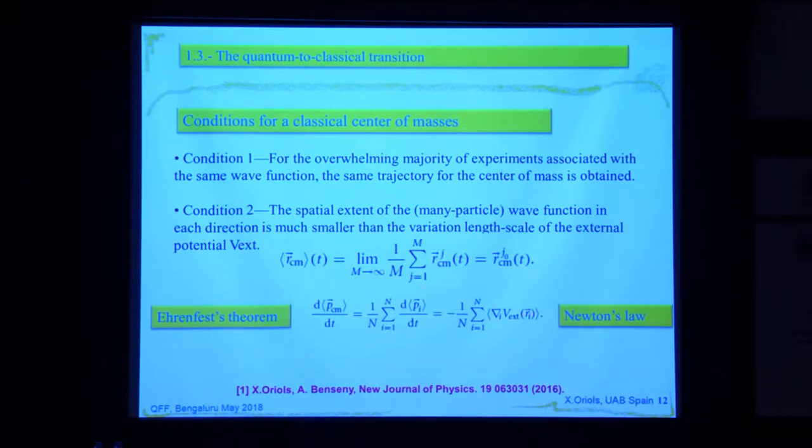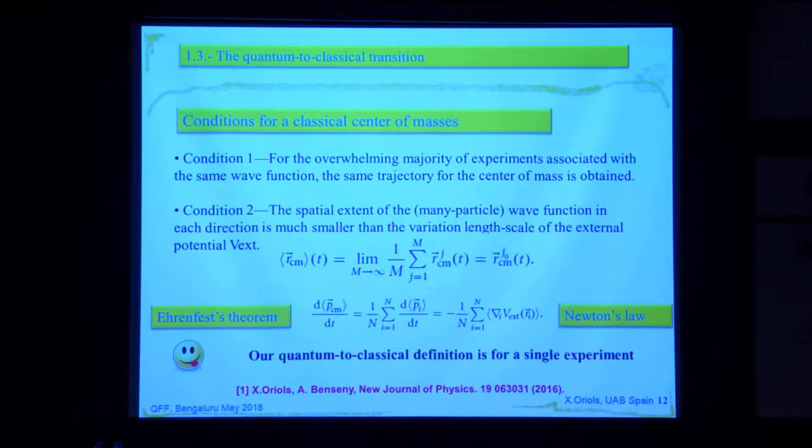This condition too, but it's just technical, to be sure that we can take this derivative outside of the mean value, but this is not very important. The important part is just this part here. But this is also a very important point. I'm not discussing the classical behavior for an ensemble of experiments. I am discussing the classical behavior for just one experiment, for just this experiment, yeah? But I'm using the knowledge of the Ehrenfest theorem because of the relation here.